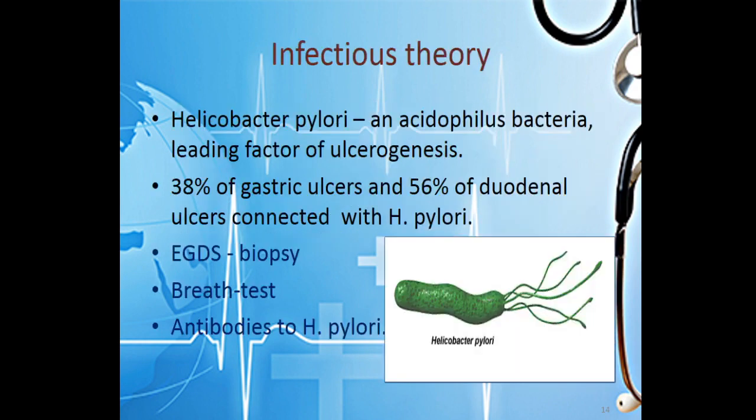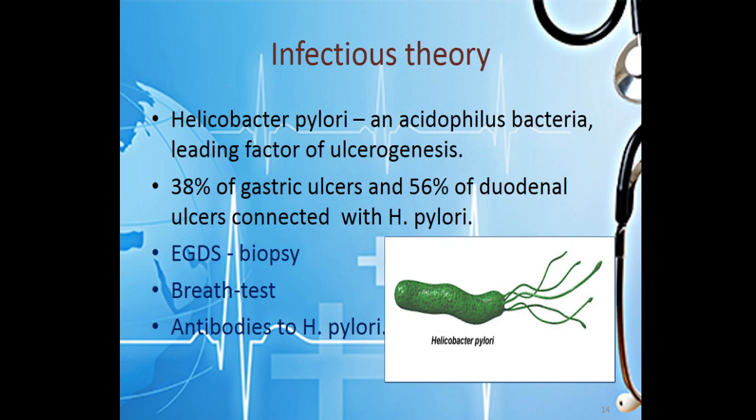And the last theory, of course, is the infectious theory. So Helicobacter pylori is a famous bacteria in our ulcerogenesis. 38% of gastric and more than half of duodenal ulcers are connected with Helicobacter pylori. It's an acidophile bacteria. The acid properties in our stomach are better for this bacteria, just the opposite for other bacteria.